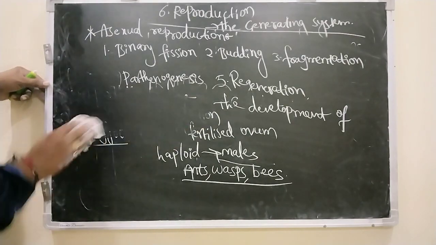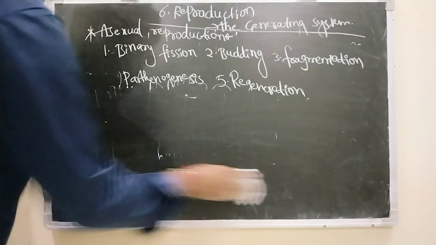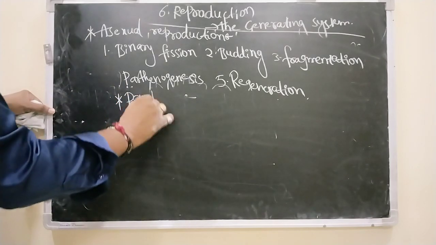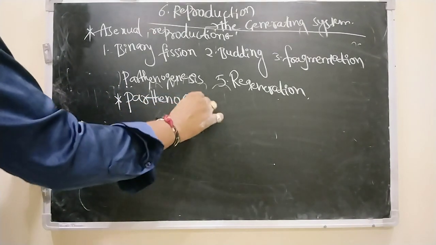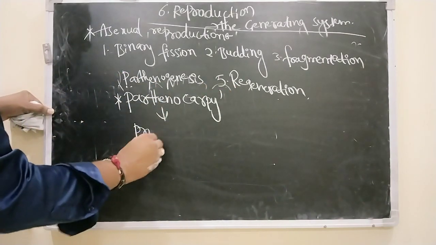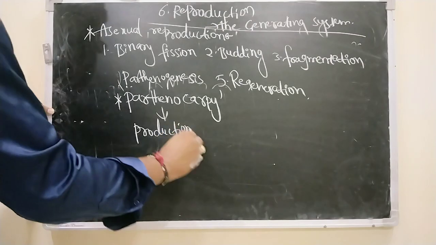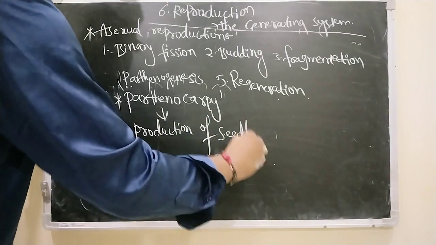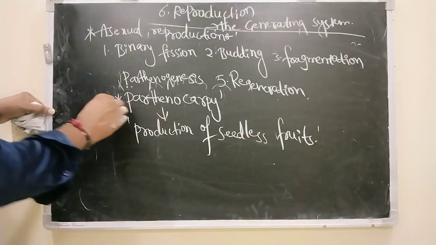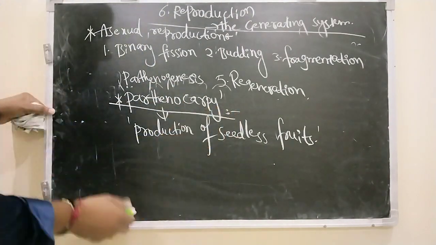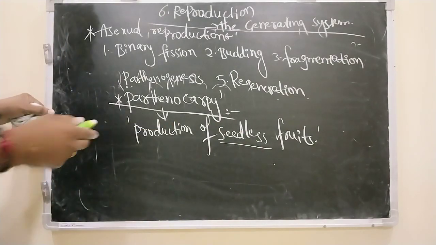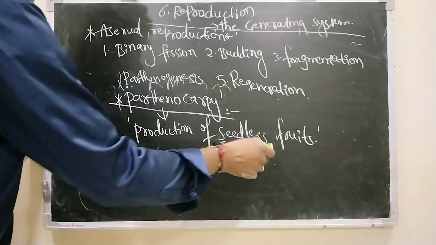Here we have to discuss one more topic which is related to plants. Parthenogenesis is the word related to animals, and parthenocarpy is related to plants. Production of seedless fruits is called parthenocarpy. So the fruits which are formed in this manner do not contain seeds.